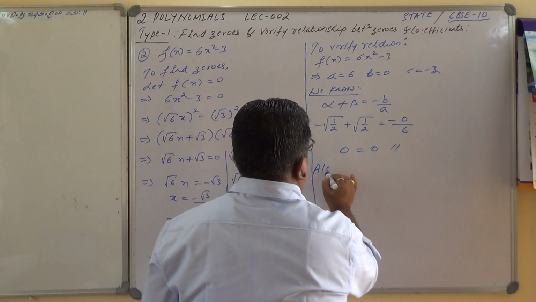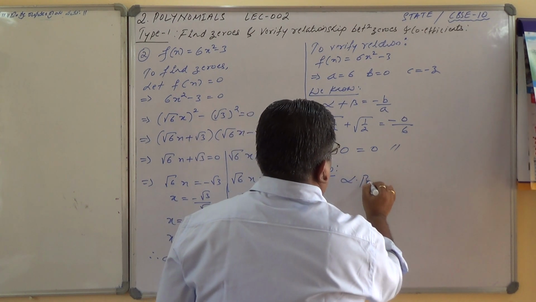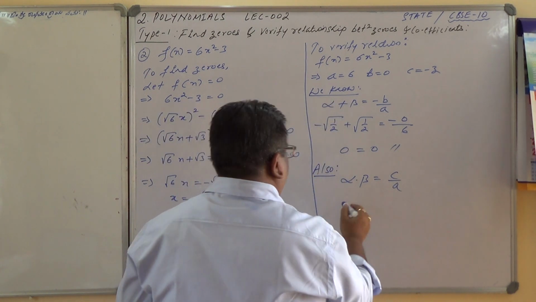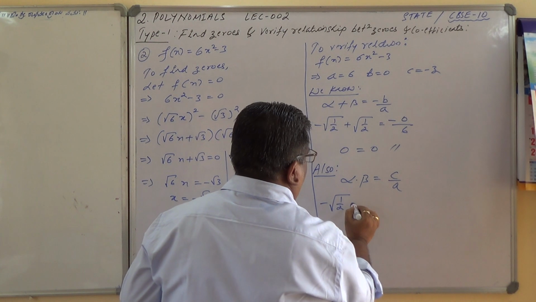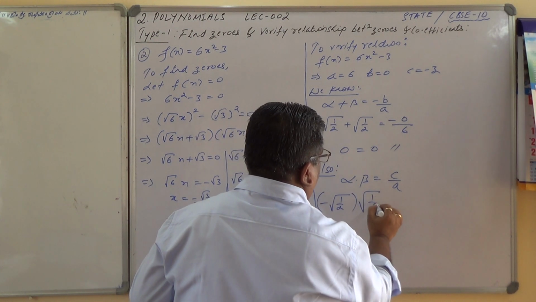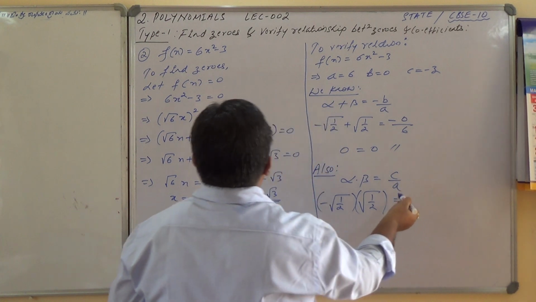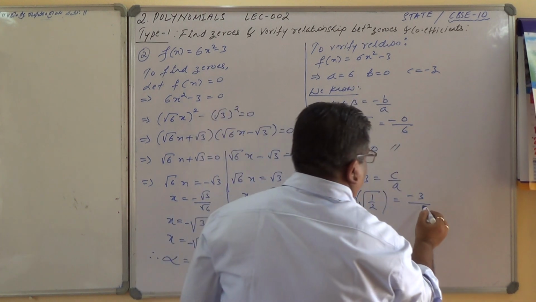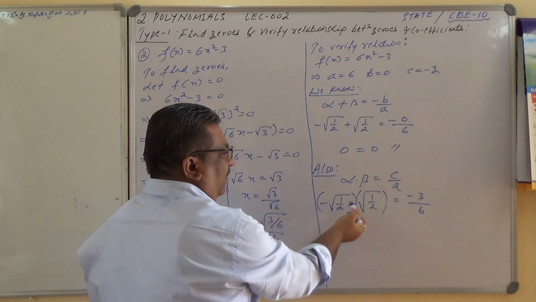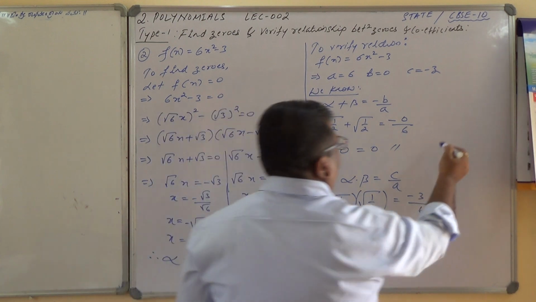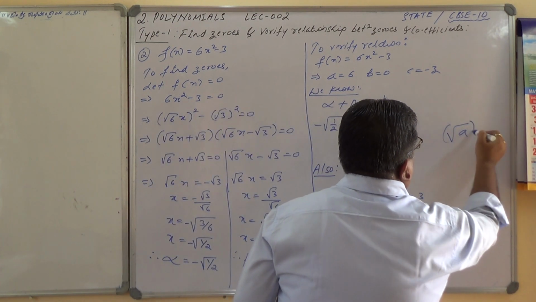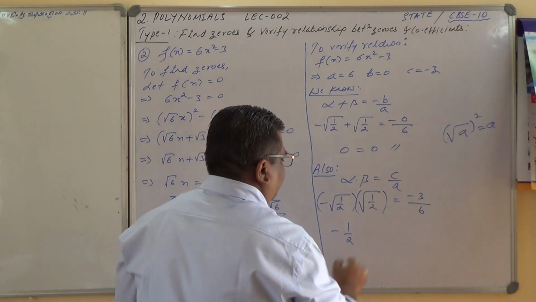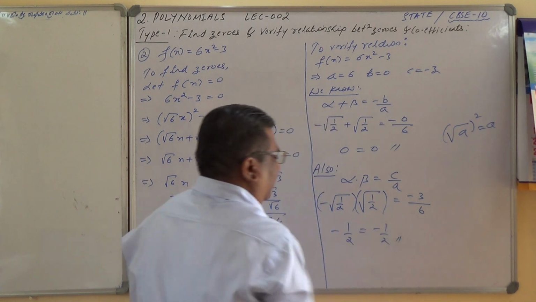Also, alpha into beta equals c by a. What is alpha into beta here? Alpha is minus 1 by 2 into 1 by 2 equals, what is c here? C is minus 3 divided by a, which is 6 here. So under root of half into under root of half is nothing but half. Under root of a the whole square equals a, and therefore this is minus half, which equals minus half, isn't it? Hence verified.